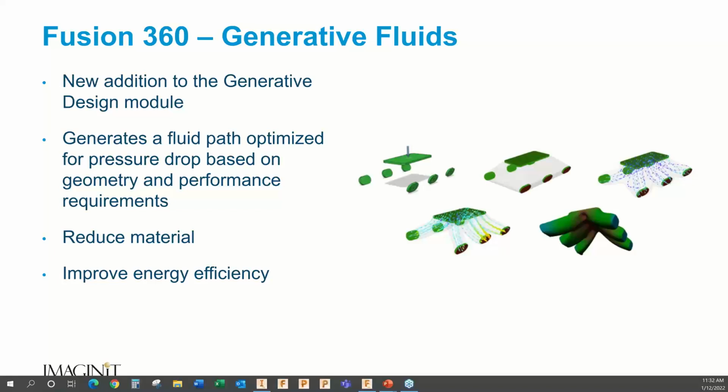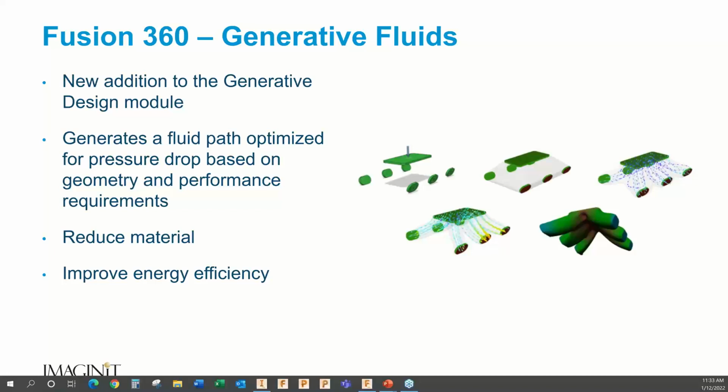The solver will then determine the best fluid path to minimize pressure drop while reducing the amount of material being used. So this allows you to generate a part that is going to be less material, so it'll be lighter weight, less waste. You will also improve your energy efficiency, so the amount of material required to generate that proper pressure drop in your system.